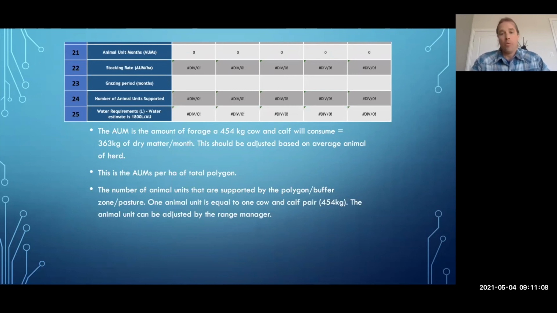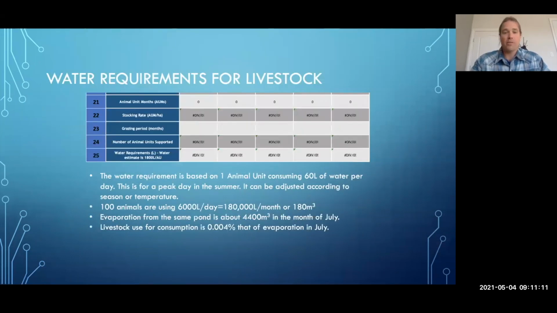When we look at the water requirements, we're basing it on one animal unit, that cow-calf pair, consuming 60 liters of water per day. This would be for the peak summer requirement, but it's a safer estimation than using a lower number of liters per day. And so we're using the peak water demand for the summer. So if you have 100 animals using 6,000 liters a day, you're getting about 180,000 liters a month, or 180 cubic meters of water.